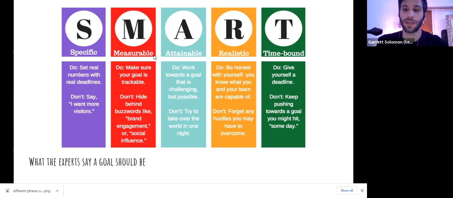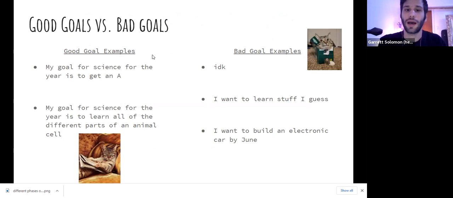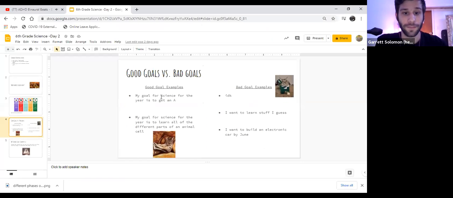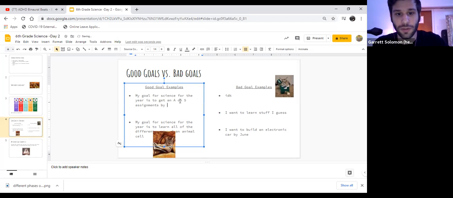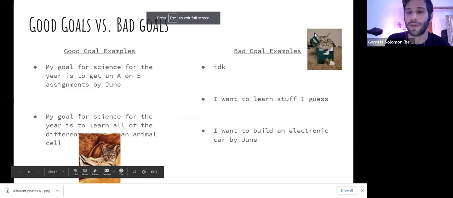Okay, so let's look at some examples of this. I'll do a good example and then a bad example. My goal for science for the year is to get an A. Actually, I'm going to change this one a little bit: to get an A on, let's say, 5 assignments by June. I want to make it a little bit more specific and a little bit more time bound, right? So June is my deadline.